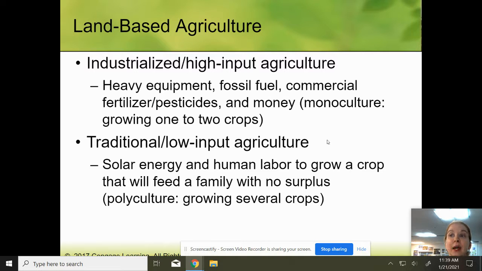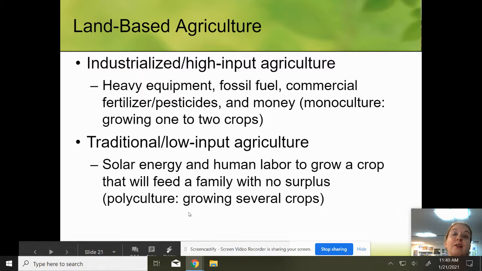Traditional or low input agriculture, this uses solar energy or the sun and human labor to grow a crop that will feed a family with little to no surplus. And this is more of your polyculture. So think about what you might have in your own backyard or a smaller organic garden versus the industrialized.